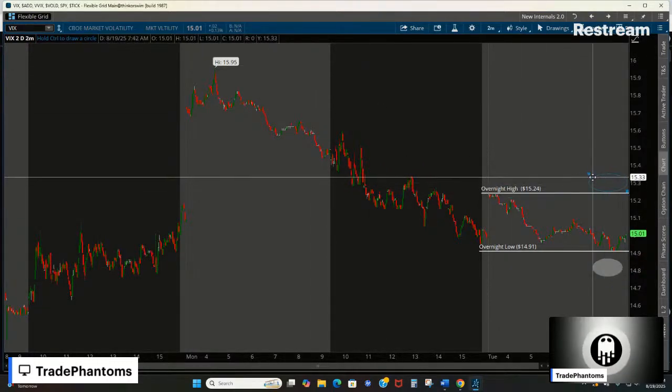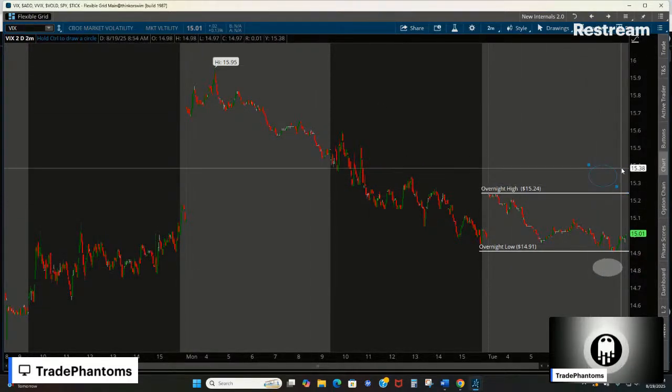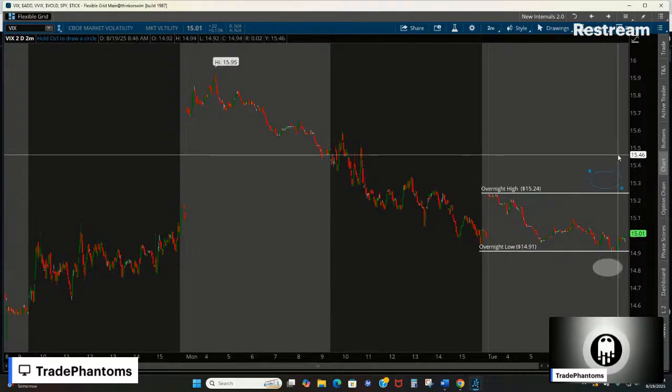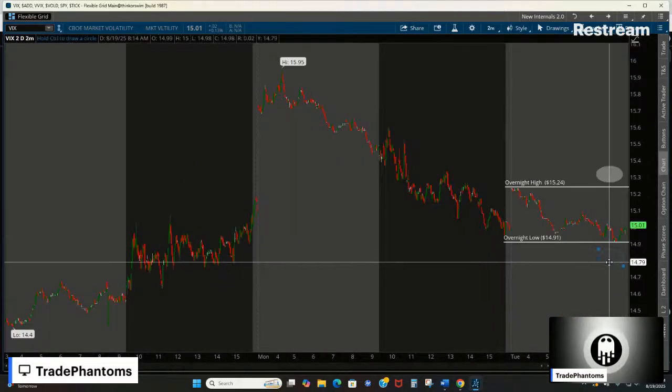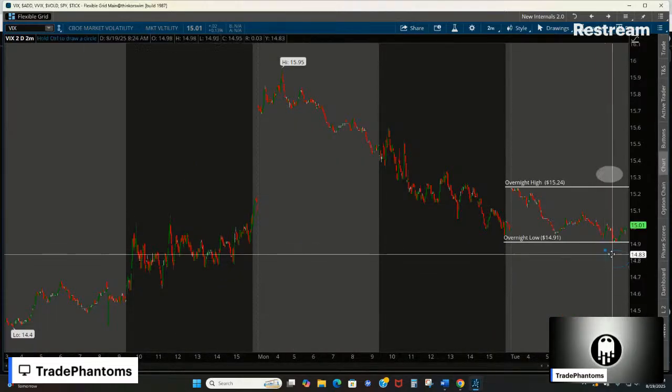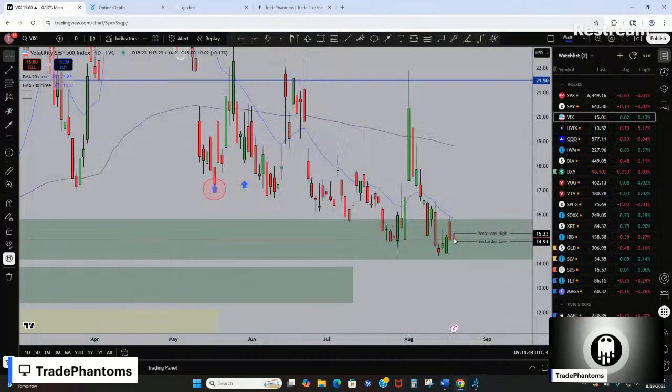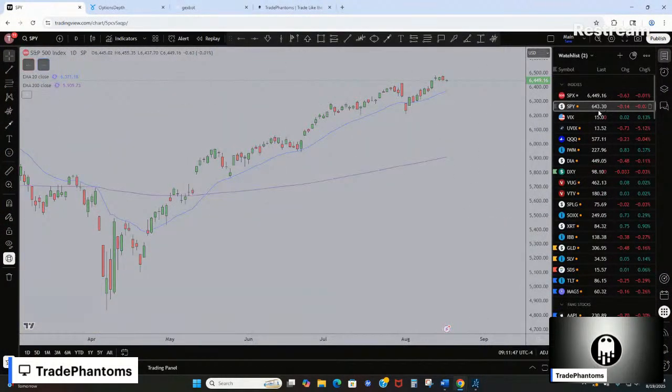If VIX breaks the overnight high, sustains above the overnight high, and kind of trends higher, that could be a bit more bearish for the market. So VIX up, market down; VIX down, market up. Opposite. Just think of prices moving in the opposite direction. Super important there: implied volatility on the VIX.